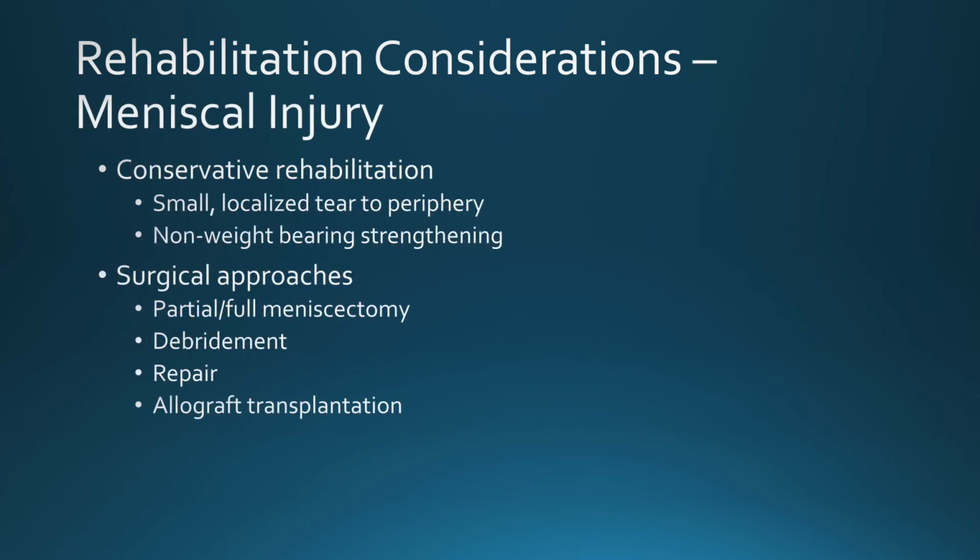So remember, the peripheral third of the meniscus, which we're discussing now, has better vascularity. So a small localized tear to the periphery may respond well to conservative rehabilitation. It may have a better chance of healing. So in this group of patients, we'll probably be performing non-weight-bearing strengthening. We'll be avoiding the squatting and pivoting as well as cutting activities.